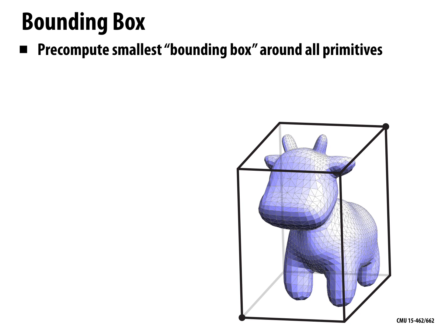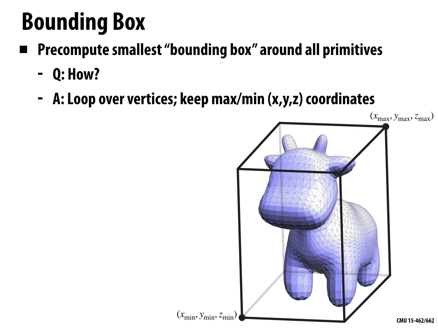First of all, how would we do this? Well, we still have to do something that sounds linear, right? We loop over all the vertices in the mesh, and we keep track of the minimum and maximum XYZ coordinates of each of the vertices that we encounter. And that'll give us the corners of our box.